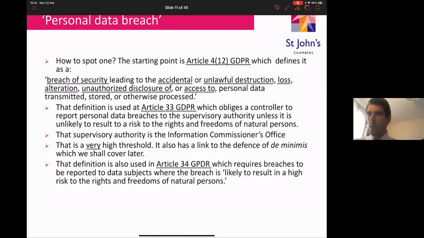And again, what a data breach is is used in the definition of Article 34 GDPR, which requires by the same token, where there is likely to be a high risk to the rights and freedoms of natural persons, then the controller has to report the breach to the data subject as an individual.